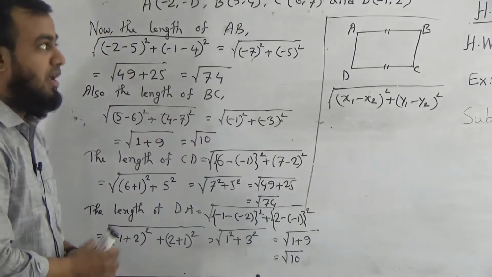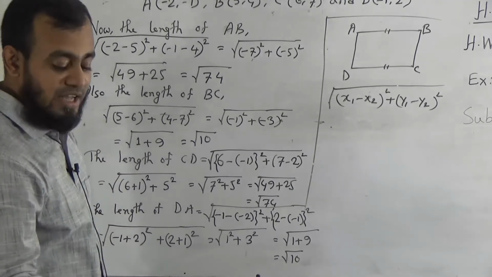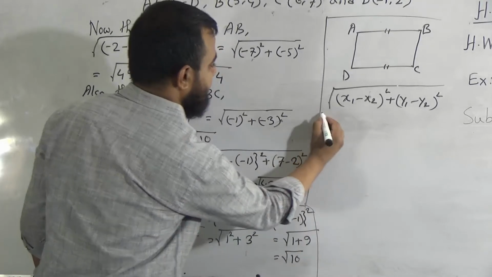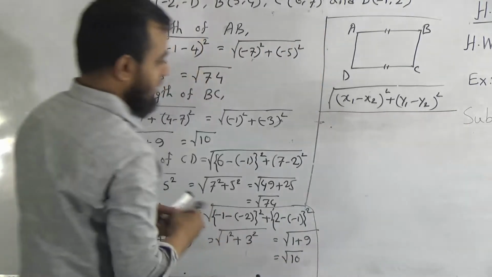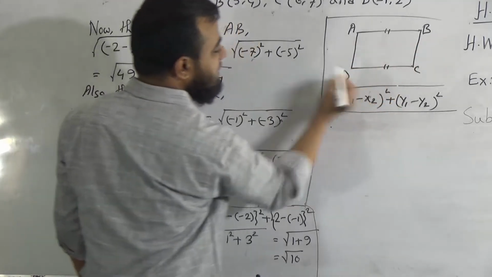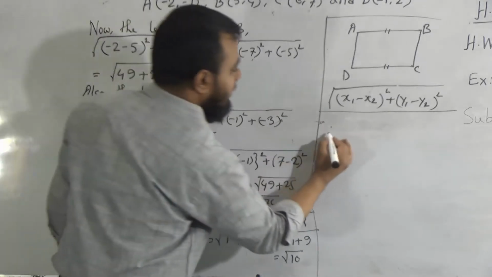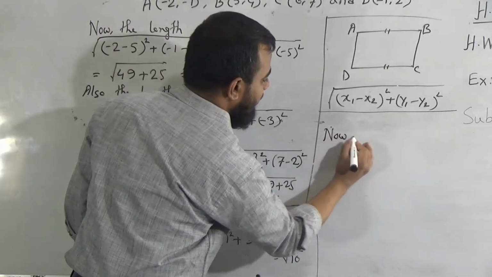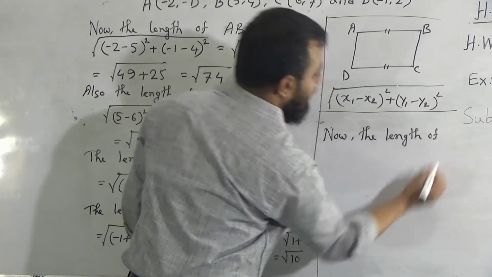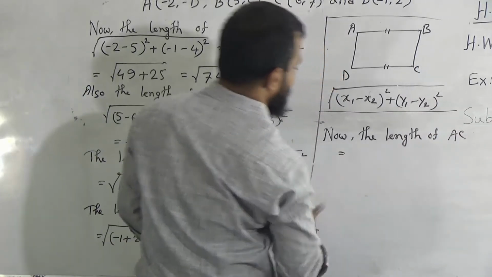So it may be a parallelogram or maybe a rectangle, but we need to find out the diagonals again. Now we will find out the diagonal here. Diagonals are AC and BD. That means we need to find out the length of AC and length of BD. Now the length of AC. Length of AC equal to how much?